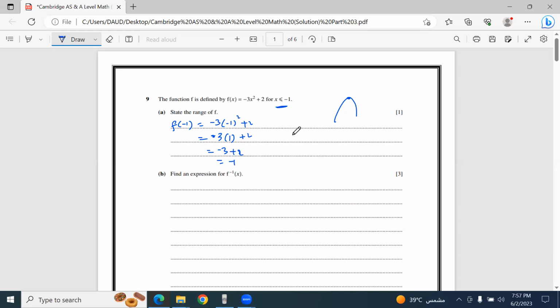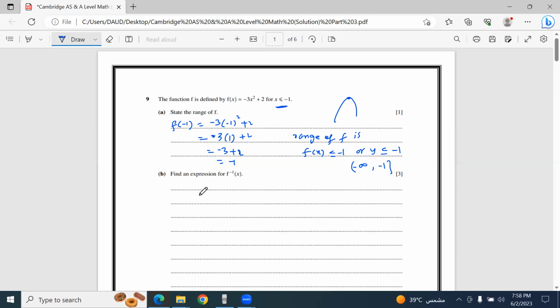So the range of f is f of x less than or equal to minus 1, or we can say y less than or equal to minus 1, or from negative infinity to minus 1. So this is the range. Now basically the U form and n form are minimum or maximum functions, so an inverse function is not definable. But if you restrict with some numbers, like they said here x less than or equal to minus 1, then the inverse function can exist.